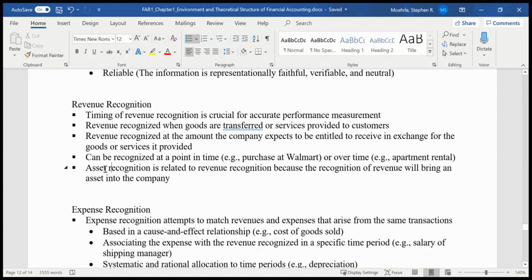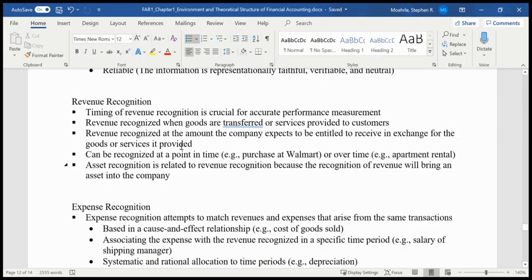Asset recognition is related to revenue recognition because the recognition of revenue will bring an asset into the company. Okay, we're going to look at this in Chapter 6 in great detail in this course. So that's a little preview to Chapter 6.